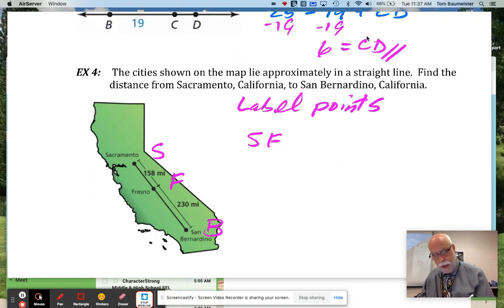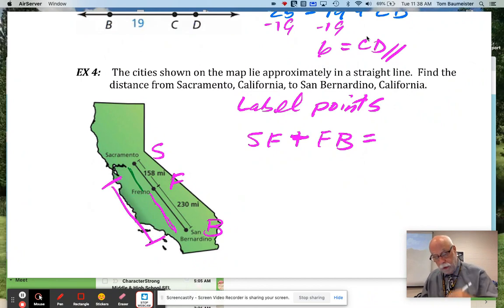So then I can state that my distance from Sacramento to Fresno, which I'm going to call SF, plus my distance from Fresno to San Bernardino, so that would be FB, is equal to the total length. So the total length there is from Sacramento to San Bernardino, so SB.